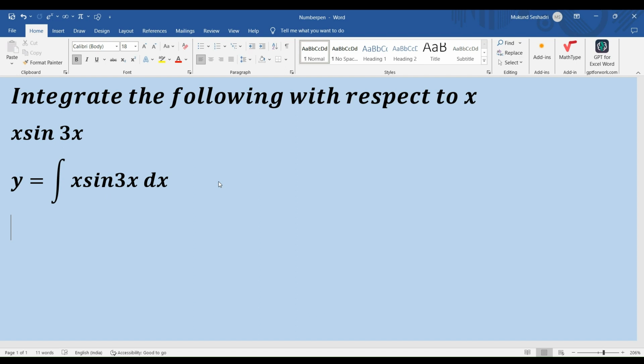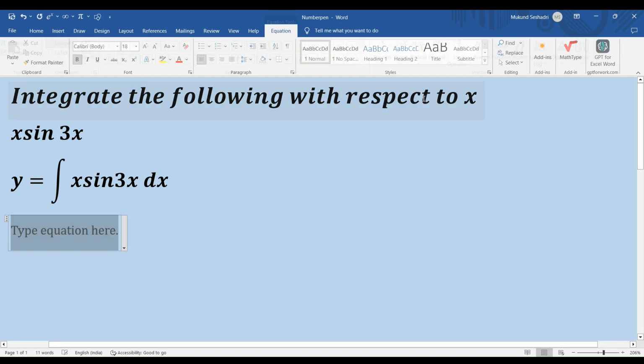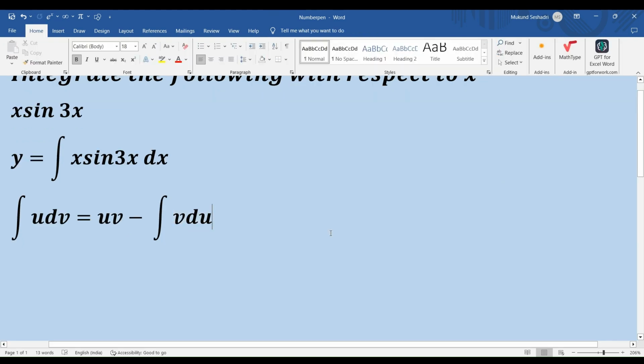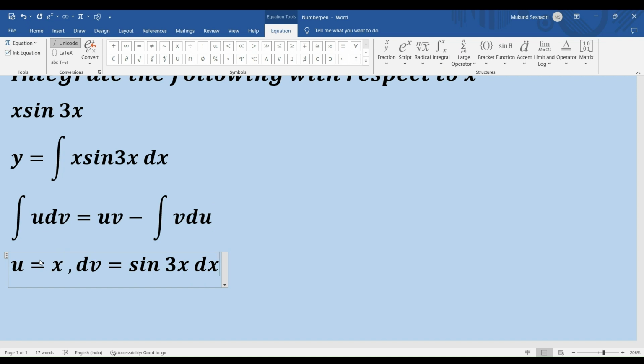So it looks like I have a function of the type u dv, right? And how do I integrate a function of the type u dv? We know from the integration by parts identity that the integral of u dv equals uv minus the integral of v du, right? So let's write that down. So there we are. Now the key here is to identify what is our u and what is our dv, right? So let's assume that my u equals x and my dv equals sine 3x dx.